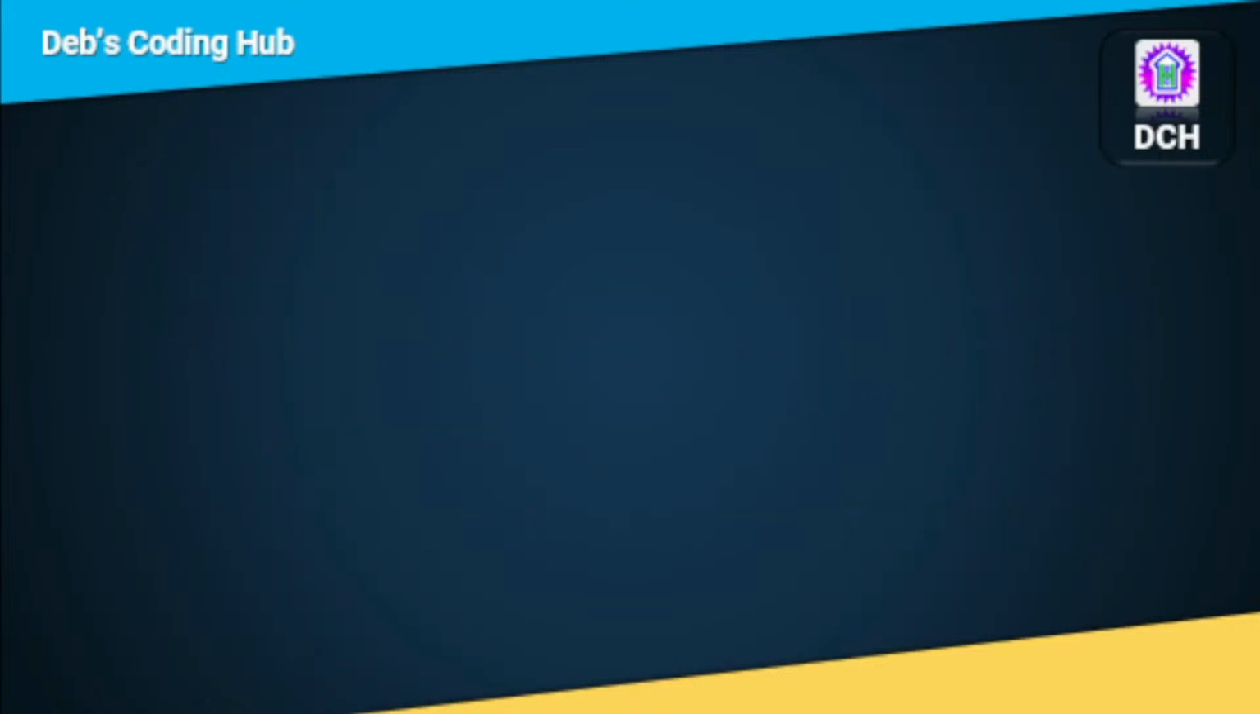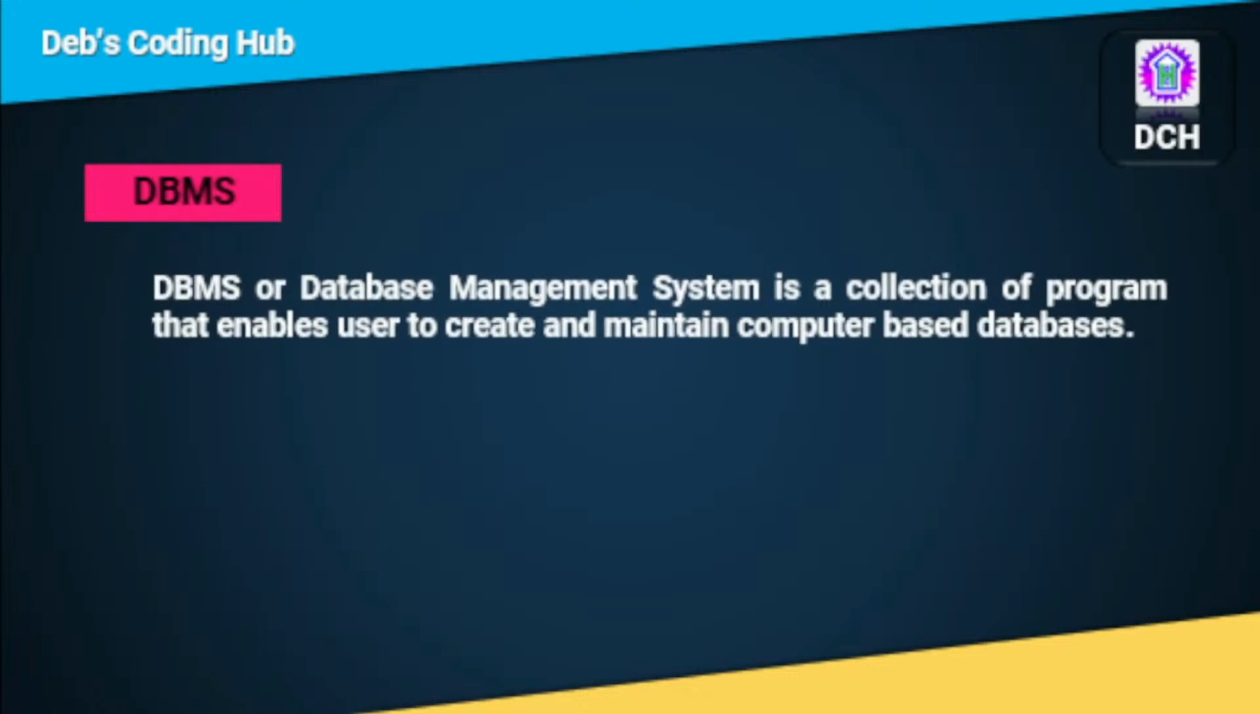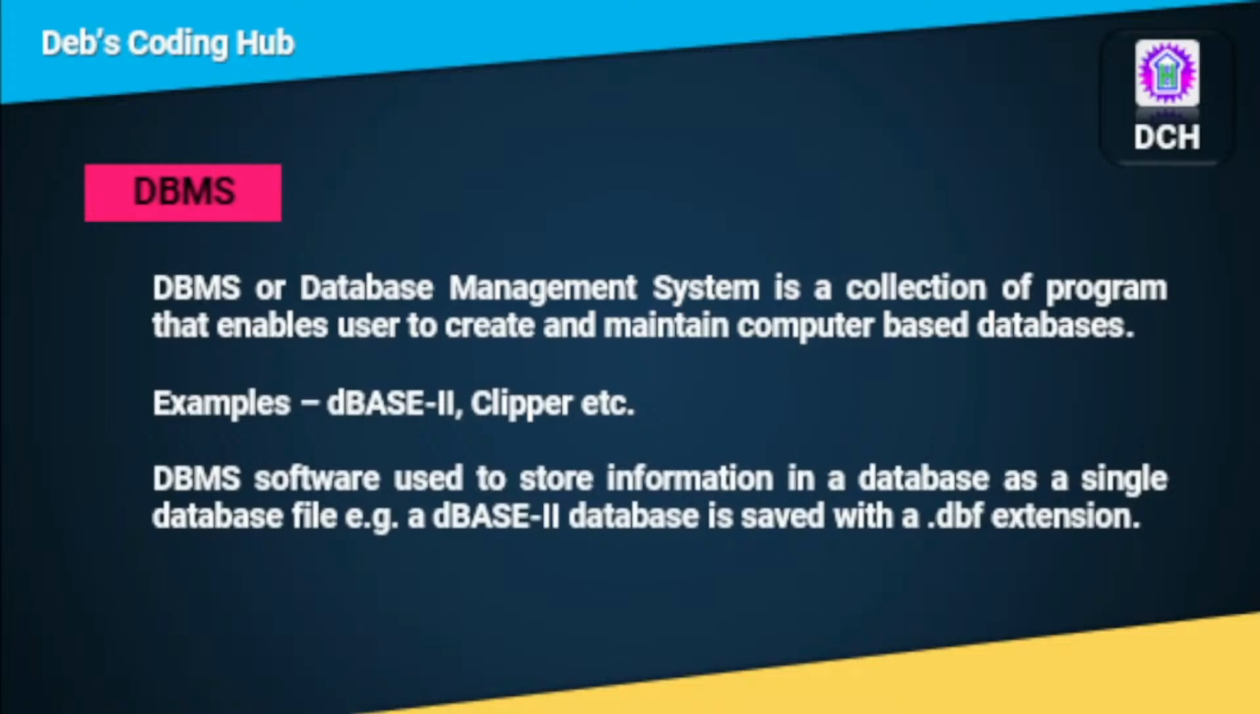Our next topic is DBMS. Now let us see what is DBMS. DBMS stands for Database Management System, and it is a collection of programs that enable the user to create and maintain computer-based databases. Now two examples of DBMS softwares are DBase 2 and Clipper. Now DBMS software is used to store information in a database as a single file. They store data as database files. As for example, a DBase 2 database is saved with an extension of .dbf.